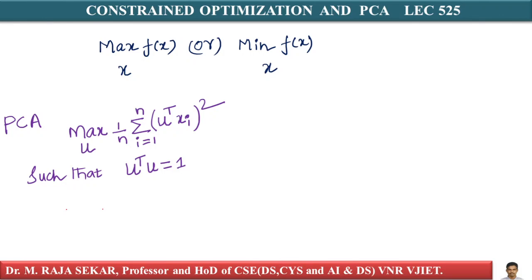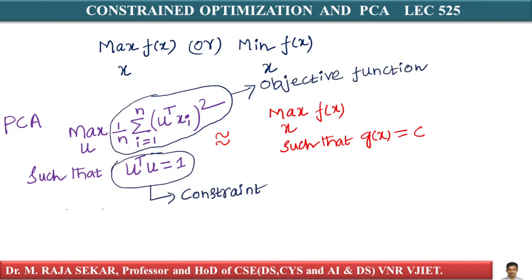This is the problem. Now this problem is similar to maximize over x f of x such that g of x equal to some constant. What is this, 1 by n into sigma i equal to 1 to n, u transpose xi whole square? It is called the objective function in optimization. And this part, u transpose u equal to 1.